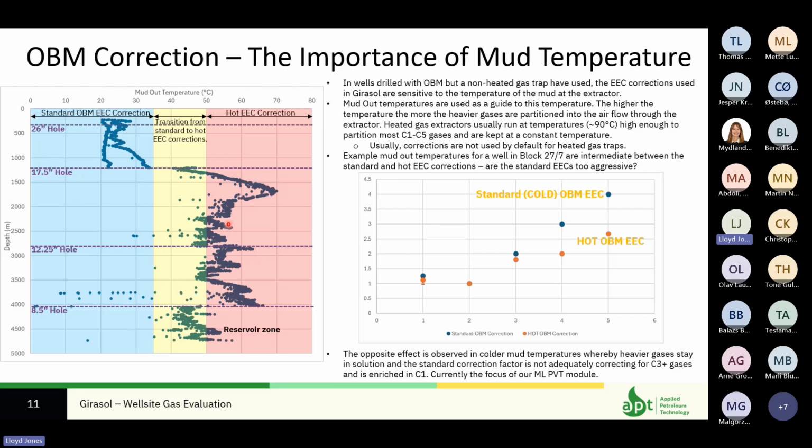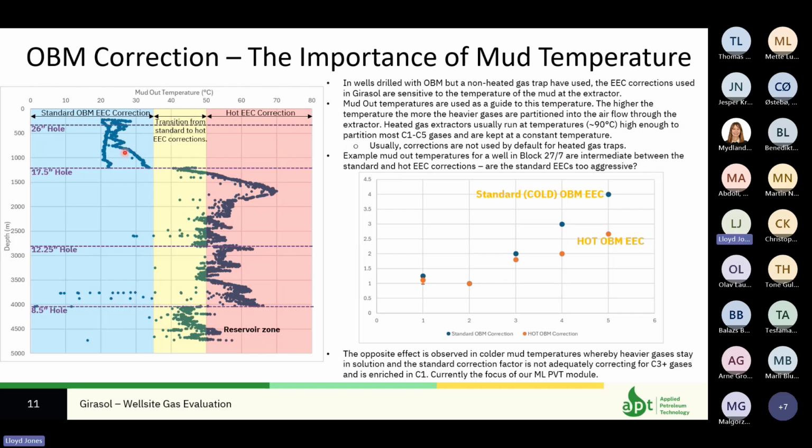If you're using a heated gas trap, these run at very high temperatures, typically 90 degrees Celsius, and this temperature is high enough to partition all your C1 to C5 gases readily. So you don't really need to be concerned about correction factors or oil-based muds. So everything should be as is. But if you're using a non-heated gas trap, you do have to pay attention to the mud out temperatures.